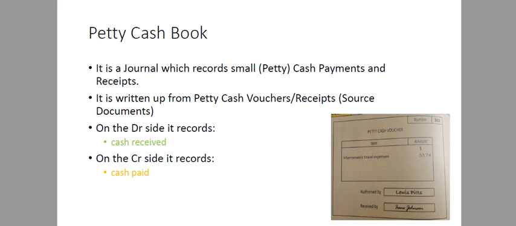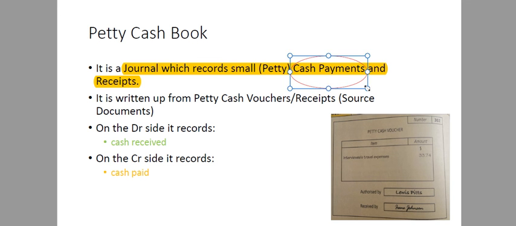The page numbers were indicated in the beginning. Now, the petty cash book is a journal which records small payments of cash and receipts. Mostly it will be payments. So we'll circle the payments and write "mostly payments."